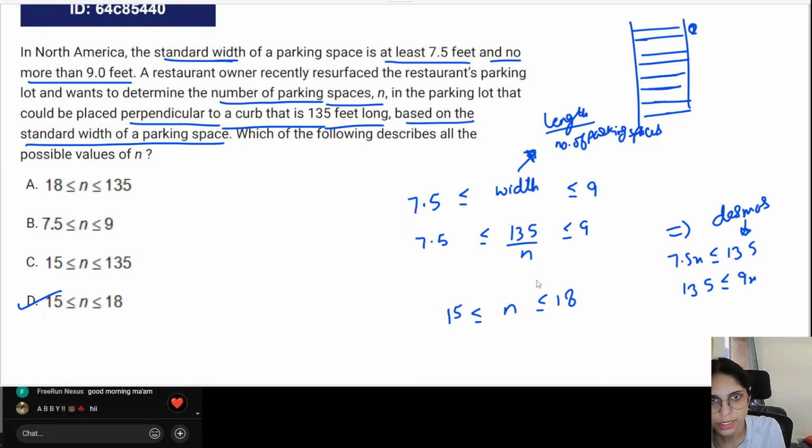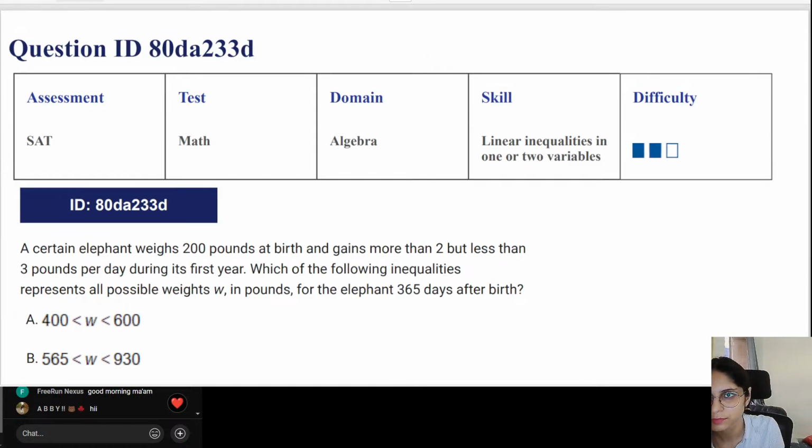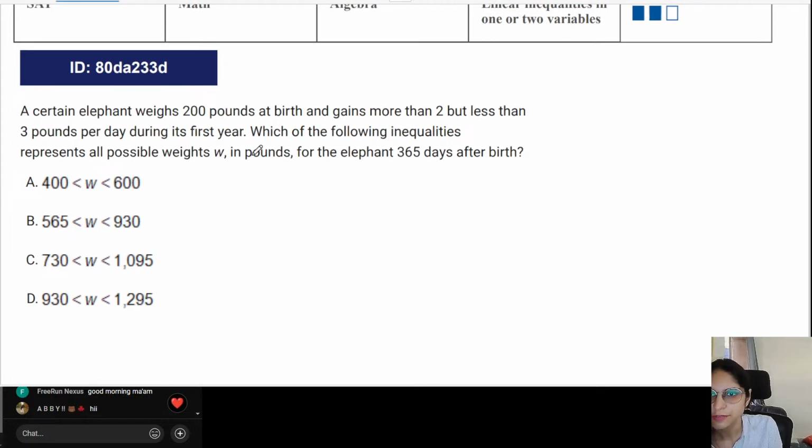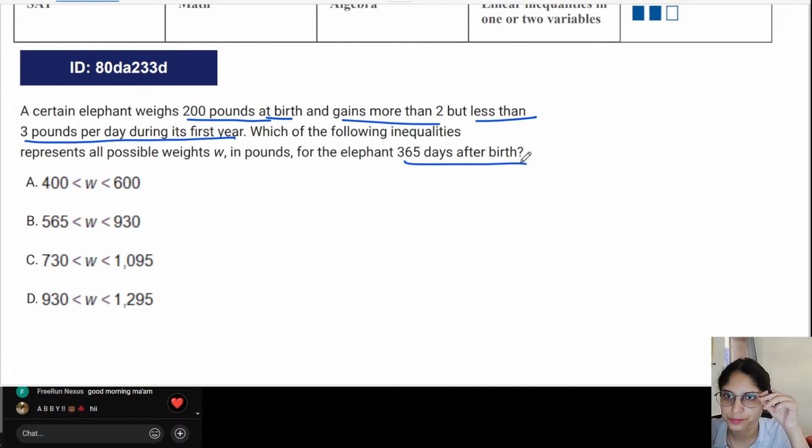Next one is question number 19. A certain elephant weighs 200 pounds at birth and gains more than 2 but less than 3 pounds per day during its first year. Which of the following inequalities represents all possible weights for the elephant 365 days after birth?